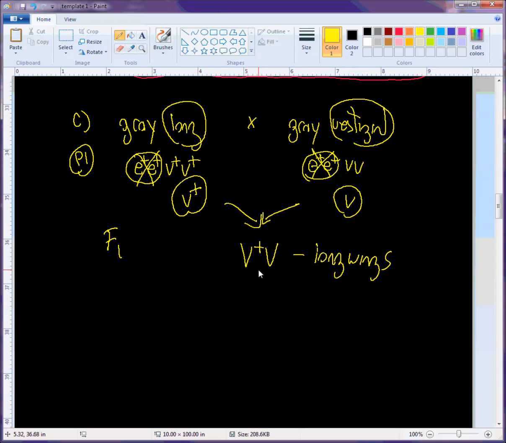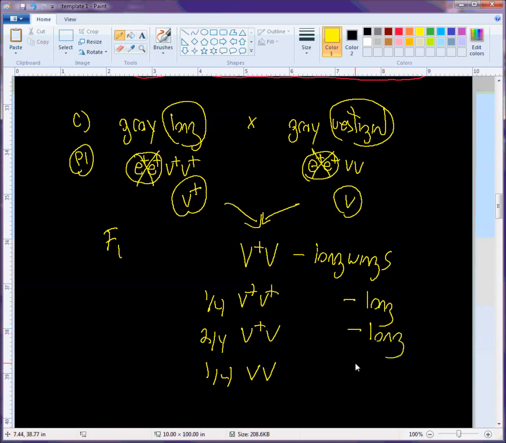So cross them to each other, and we end up with our, you can do the Punnett square if you want, but we already have this memorized, right? So 1/4 V plus V plus, 2/4 V plus V, 1/4 little v little v. And we could put the phenotypes here. So these are going to be long, these are going to be long, and these are going to be vestigial.